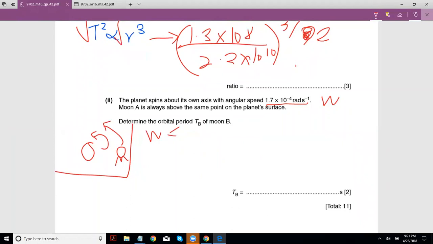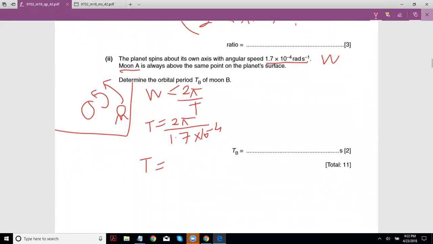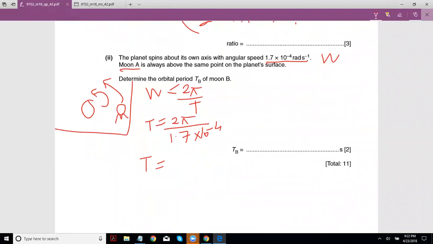So this is the omega. I'm taking it for moon A at the moment. Omega is 2π over T. Matlab T would be 2π upon omega, which is 1.7 into 10 to the power minus 4. This is the time it takes for one rotation of moon A, or the planet, whatever you want to call it. Can someone pop this? Does anyone have a calculator? Or I have a calculator.